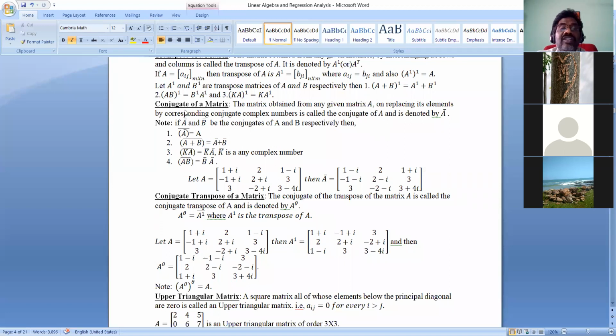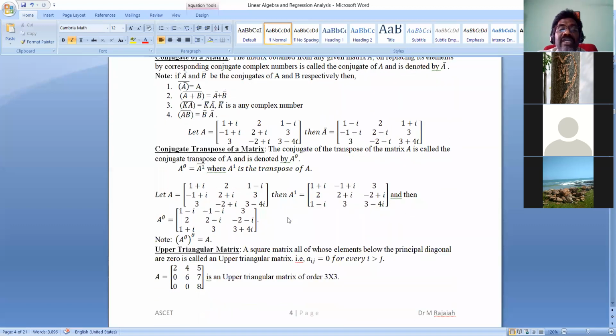So the conjugate of a matrix and the conjugate transpose of a matrix are for complex matrices only, not for real matrices. Here also we have some basic properties. A theta equals A dash whole bar, or A bar whole dash. A dash is called the transpose of a matrix. From this example, we have to obtain the conjugate transpose of a matrix.